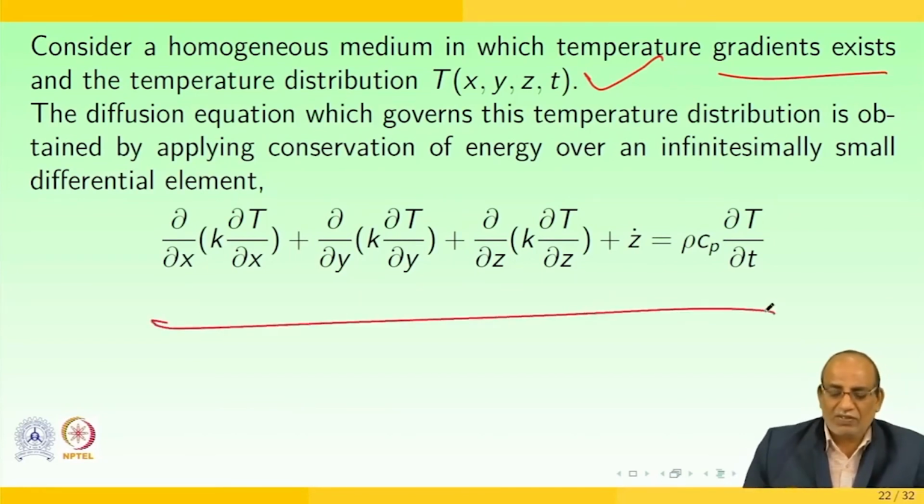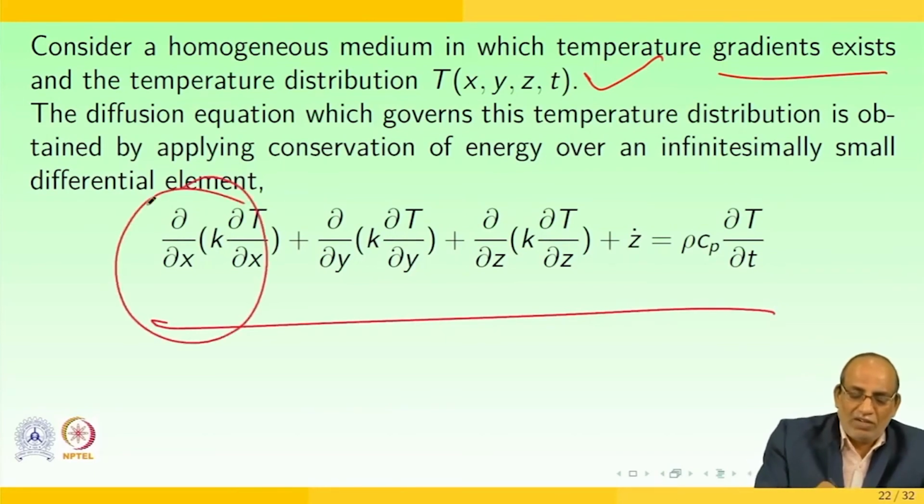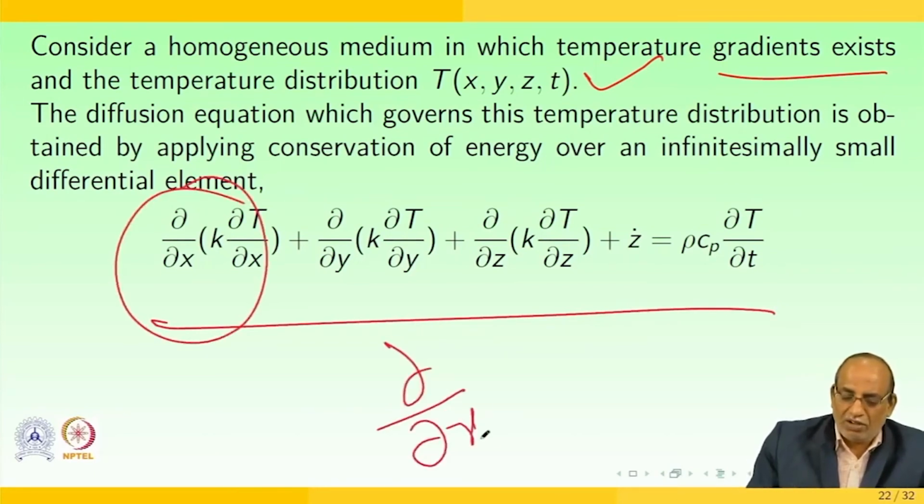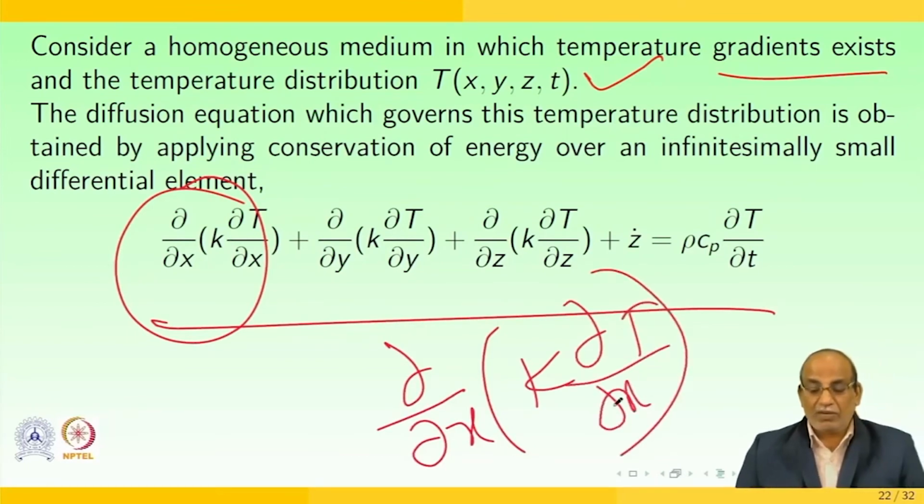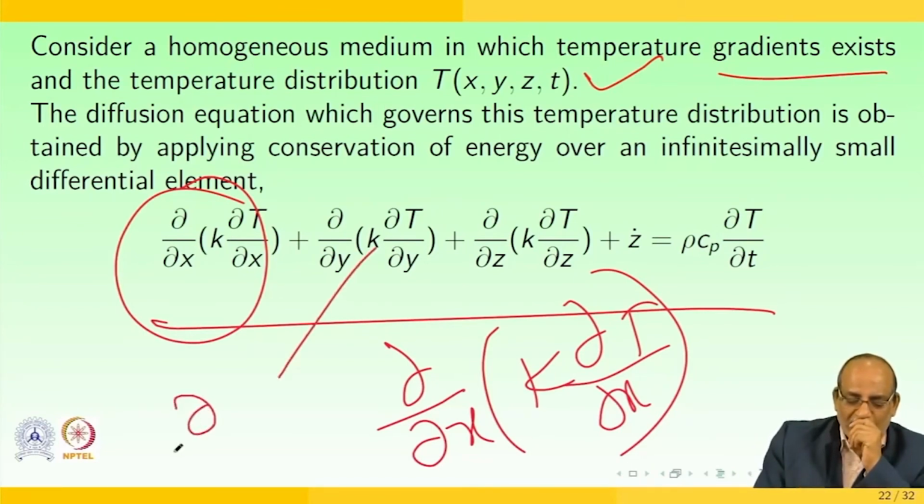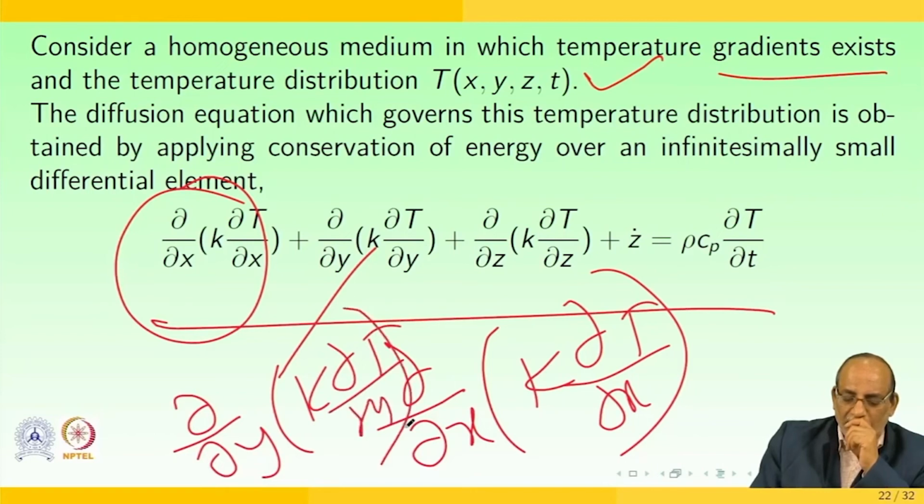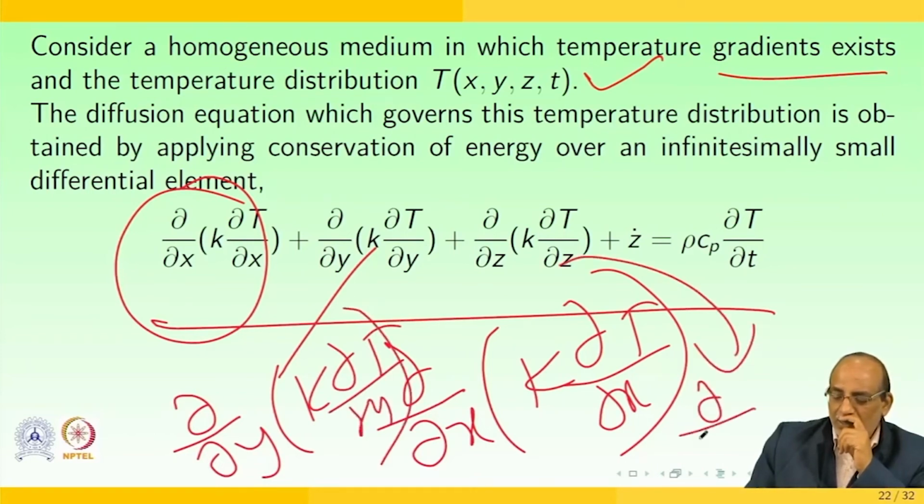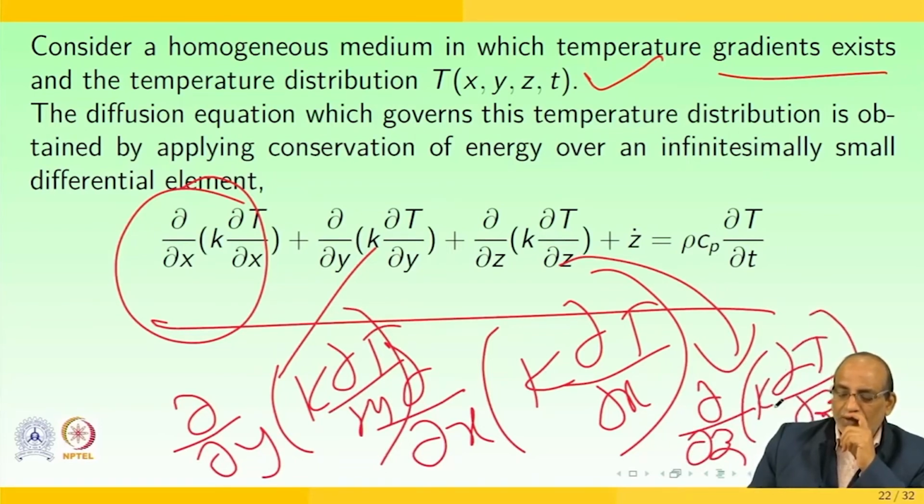Look at this conservation of energy. So what is this value? This is d by dx of k times dT by dx. K is the thermal conductivity. Similarly, in the y direction, this is dou by dou y of k into dou T by dou y. Similarly, dou by dou z of k times dou T by dou z, right?